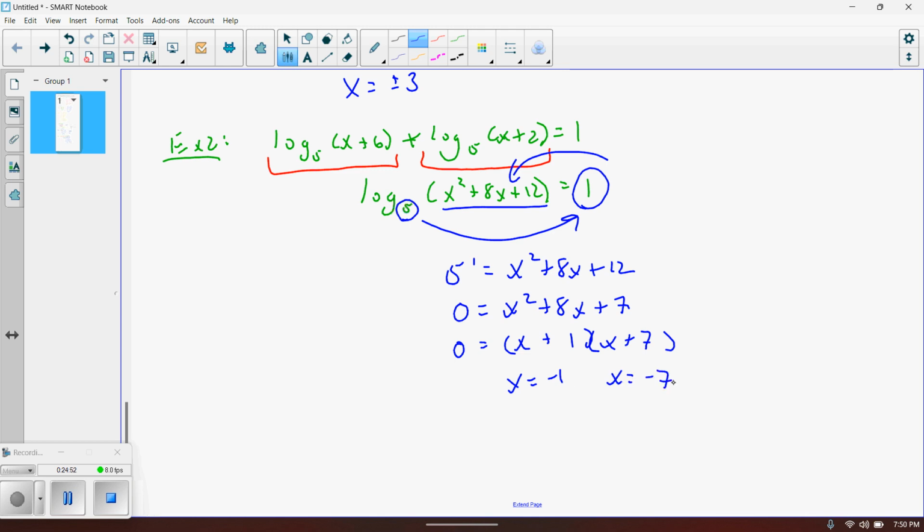Let's go back and check to make sure that these work. If you plug in -1, plugging in -1 for both of those x's right there, plugging it into the first one will give you a log of positive 5, perfectly fine. The second one will give you the log of positive 1, also perfectly fine. If you were to plug in -7, however, the argument in both of the original logs would become negative, not perfectly fine. So you always have to go back to your original. So x equals -7 is extraneous. x equals -1 is our solution.